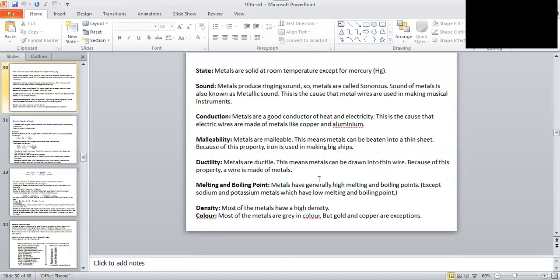So metals have high melting and boiling points. There are exceptions: sodium and potassium have low melting and boiling points. Remember this exception again. Then the next property of metals is density. Most metals have high density. Then color. Most metals are gray in color, but gold and copper are exceptions.